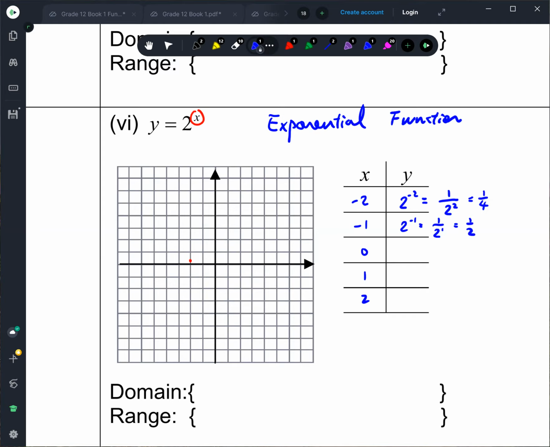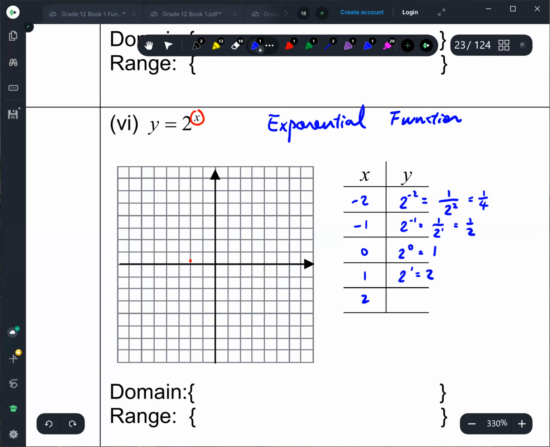Okay, Daniel, what's the next one? It's 1. Very good. 2 to 0 should be 1. Okay, do not put 0. Okay, Jocelyn, next one. Two. Yeah, 2 to the 1 is just 2. And then 2 to the 2 will be 4.